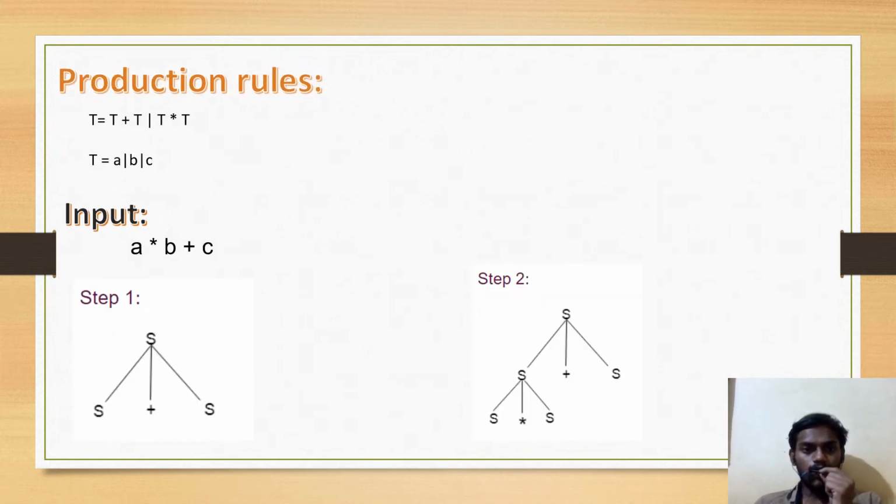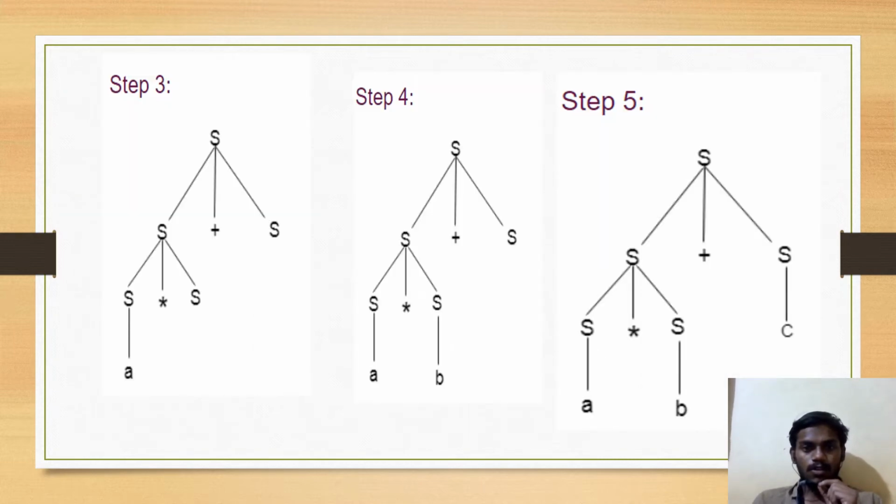Production rule. For example, T is equal to T plus T, T slash T, T into T. Then T is equal to a or b or c. Input is a into b plus c. Step 1. Here is step 1 and step 2. Here step 3, step 4 and step 5 show the diagram of the parse tree.